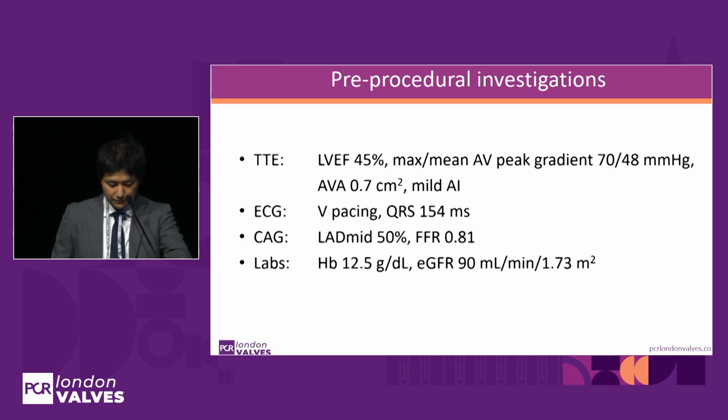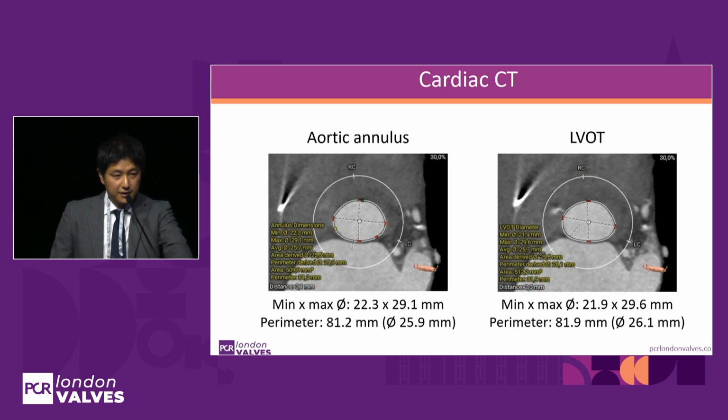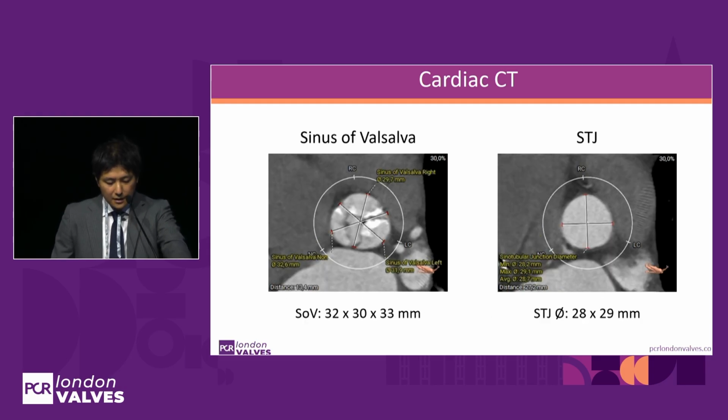Also, he had moderate coronary artery disease, but FFR was negative, so we deferred the PCI, and he also had a good renal function. If you look at the cardiac CT, you can see the slightly elliptic aortic annulus, and the area of the annulus is around 110 millimeter square and perimeter of 81 millimeter, which is equivalent to the perimeter diameter of 26. The size of the LVOT is very similar to the annulus, but slightly bigger than the annulus.